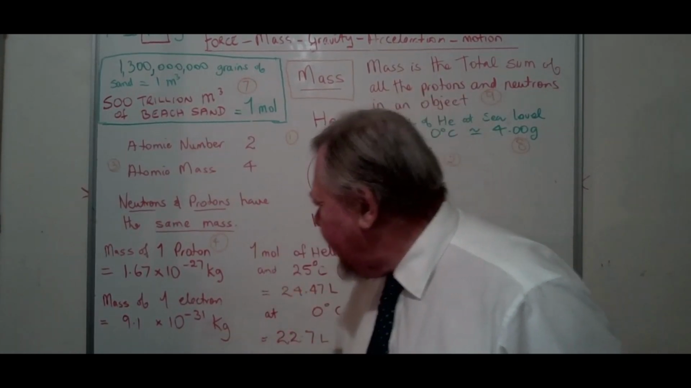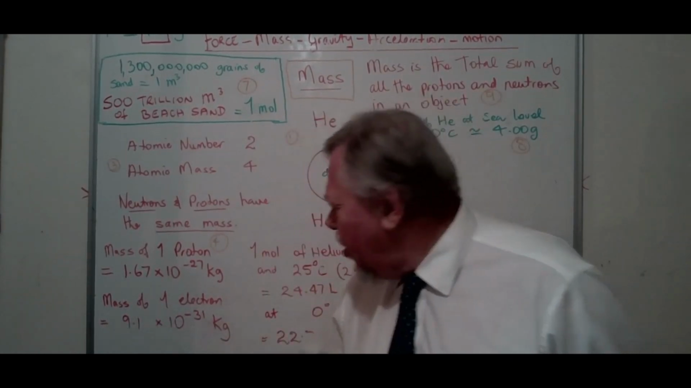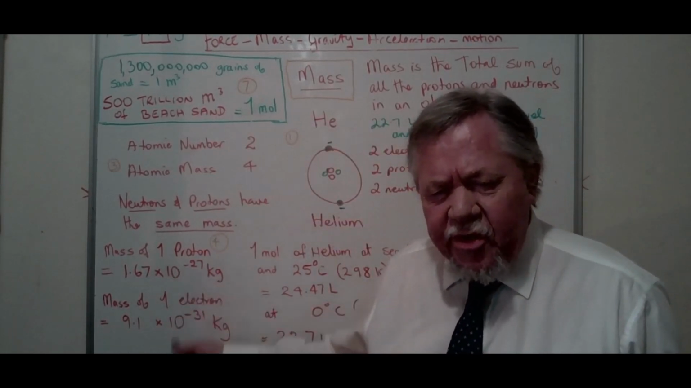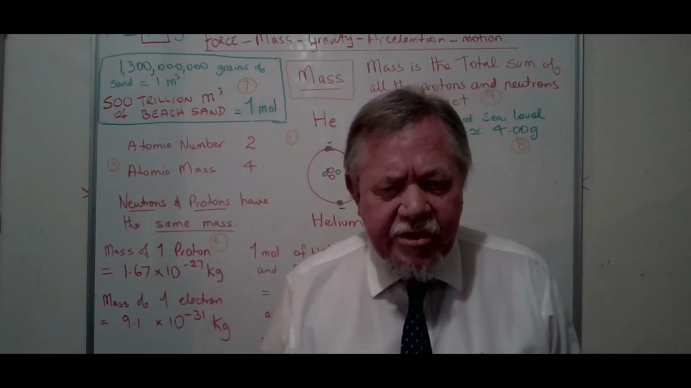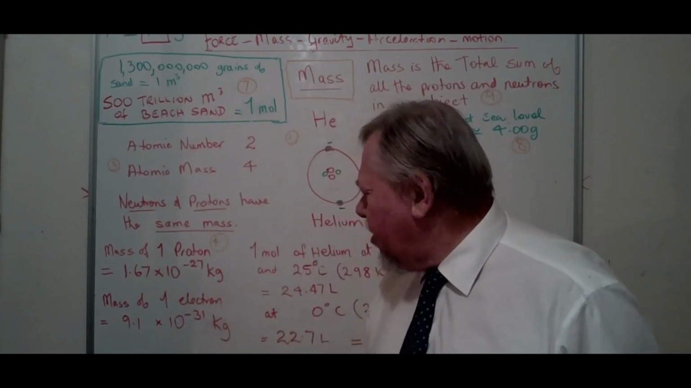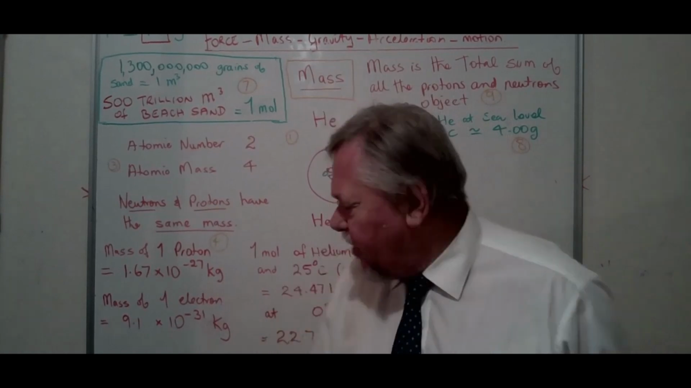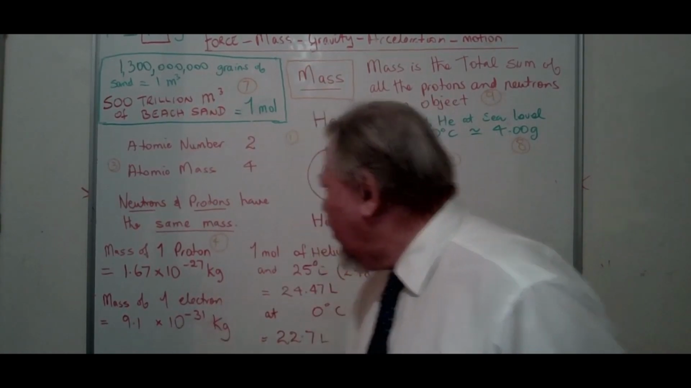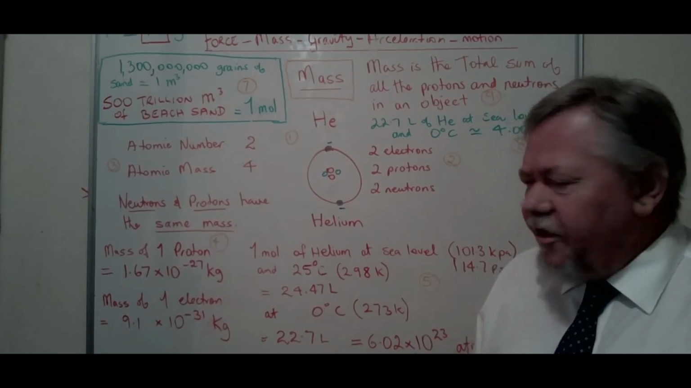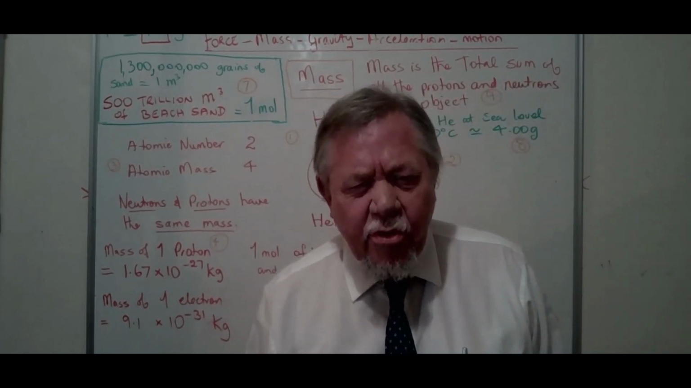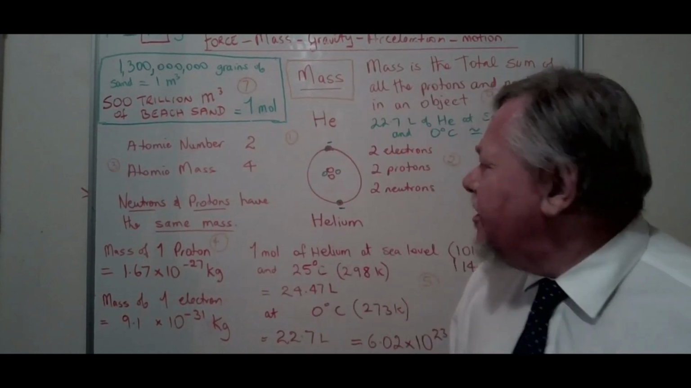And we also know that the mass of an electron, as I said, is 9.1 by 10 to the minus 31. So there's a vast difference between minus 27 and minus 31. You can see that one proton is incredibly heavy compared to an electron. So we're not really worried about the mass of the electron. We're really just counting protons. So when we talk about mass, we're talking about the protons and the neutrons.